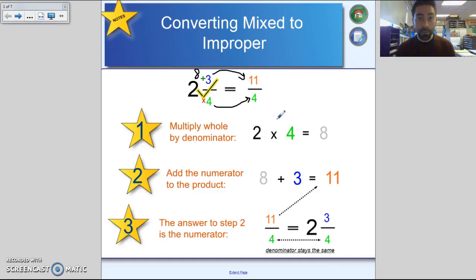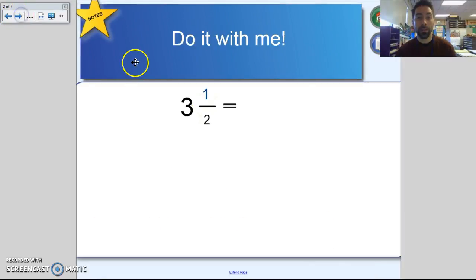This is going to be a skill you're going to have to use when we move further into fractions, when we're multiplying fractions, even when we're adding fractions. It's a skill you might have to use. Okay? Make sure you have those steps down. Now, the second slide is do it with me. So now we're going to do it together without seeing the steps, because you should have already written them down. Now we're going to do it all together.